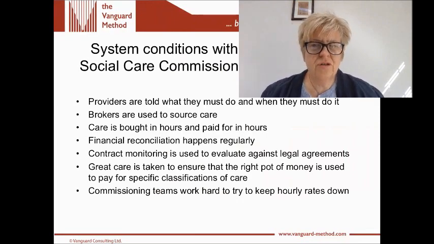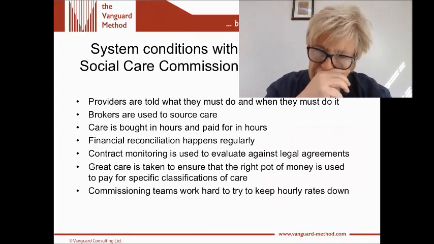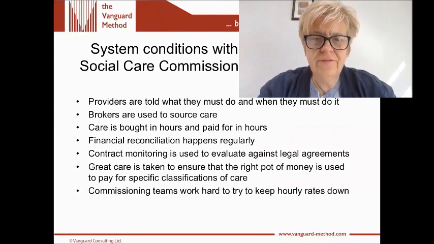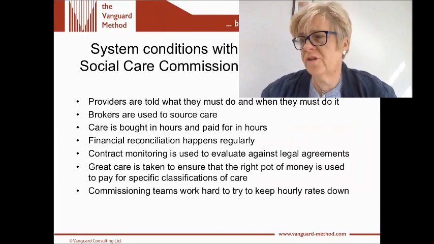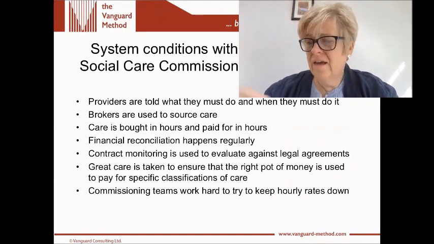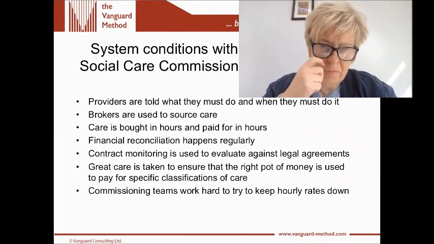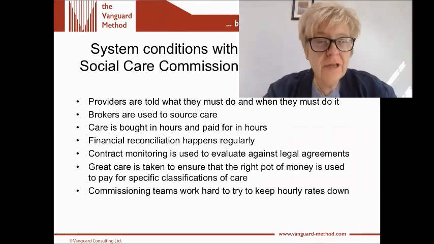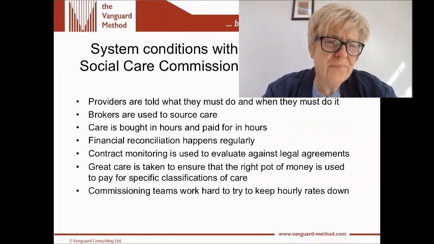Providers being told what they must do and they must do it, which of course leads to this very adversarial relationship and makes working in a different way and building a different relationship quite challenging. Brokers are used often as a source to source the care, and again, most organisations will be familiar with brokerage and having broker organisations. And some interesting things are happening, certainly within Gwynedd, regarding brokerage.